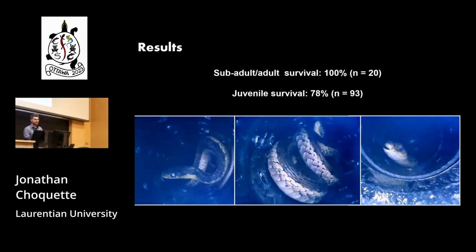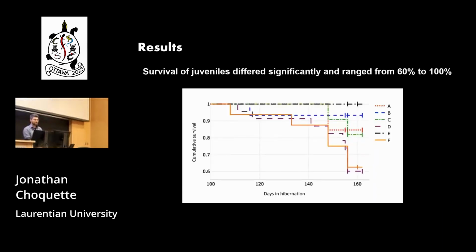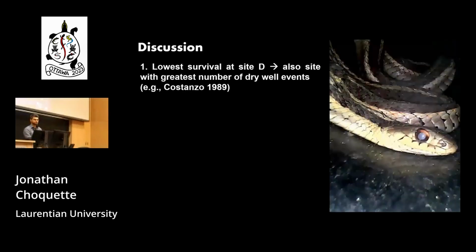So we found survival overall for adults and subadults was very high, 100%, regardless of site, but juvenile survival was lower. Because of this difference, our survival analysis was based on results for juveniles only. So a Kaplan-Meier analysis indicated that survival of juveniles differed significantly among our 6 sites, ranging from 60% to 100%. The range of survival rates at the release sites, however, overlapped with the range of survival rates at our reference sites.